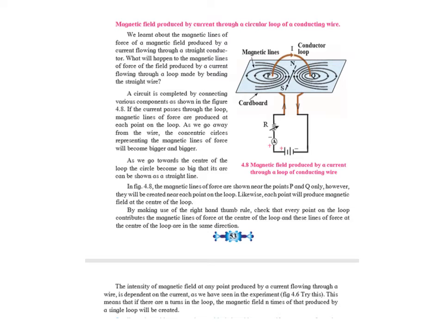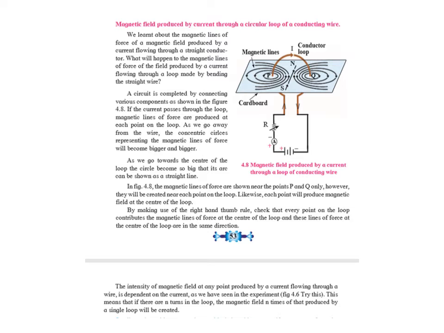As we go towards the center of the loop, the circle becomes so big that its arc can be shown as a straight line. Slowly the concentric circle becomes bigger and bigger, and at a particular point it just looks like a straight line. If you look in between points P and Q, the magnetic lines of force are shown near the points P and Q only. However, they will be created near each point on the loop.